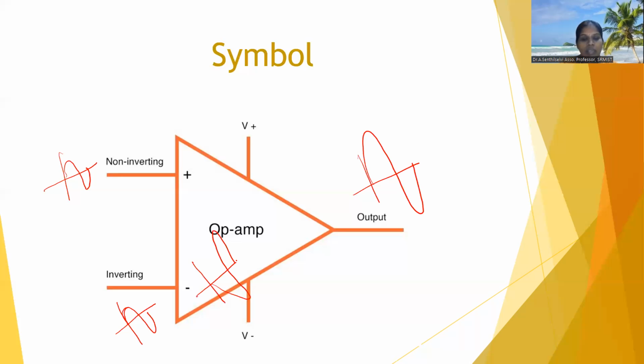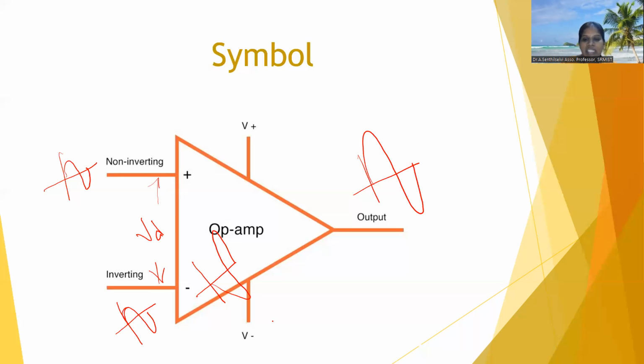Why is it called a differential amplifier? The voltage applied at the inverting and non-inverting terminals gives a voltage difference, and that difference is amplified here. That's why this is called a differential voltage amplifier. It has two power supplies, a positive power supply and a negative power supply, and one output. This is the symbol of operational amplifier.